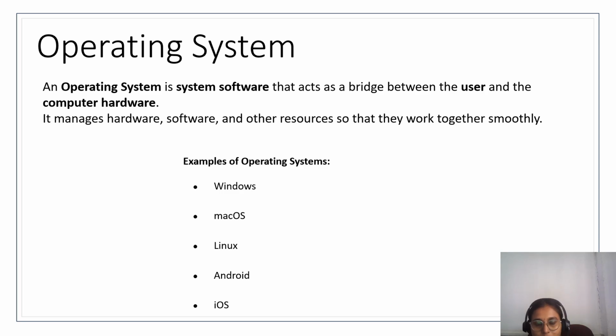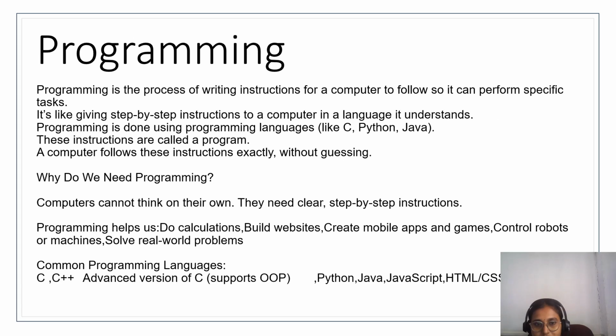And then coming to the operating system. The operating system is a system software that acts as a bridge between the user and the computer hardware. It manages the hardware, software and other resources, and makes sure that the system is working smoothly. For example, some of the operating systems are Mac OS, Windows, Linux, Android, etc.